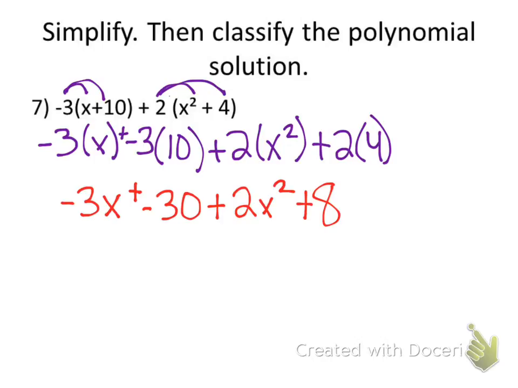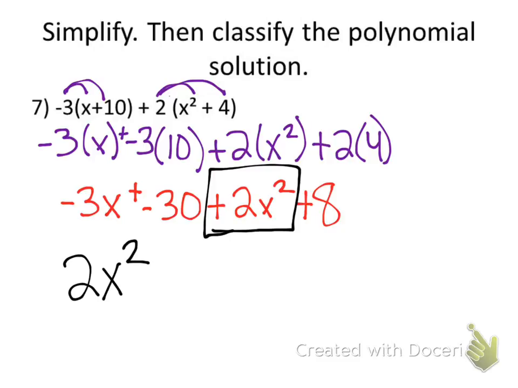Next, you can start combining like terms. We always put the biggest variables in the front, or the biggest exponents in the front. So I'm going to start with the x squared. Does anything combine with the 2x squared? No, so I'm going to write that guy in the front. Next, I would look at the x's. Does anything combine with the negative 3x? No, so I'm going to write that as minus 3x.